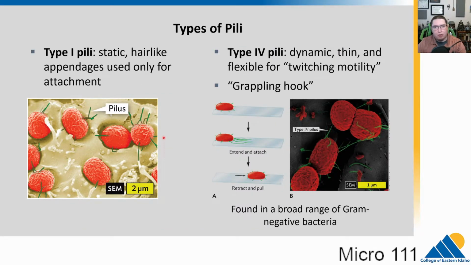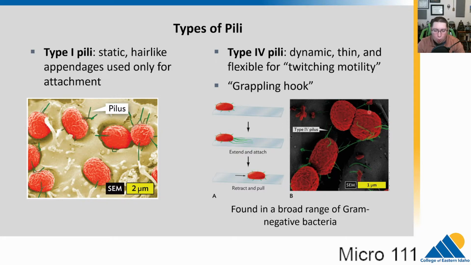We have two broad classes of pili. We call these type 1 pili or type 4 pili. Type 1 pili tend to be short, little hair-like appendages that are used only for just holding on. They're very static, they don't move or things like that. Type 4 pili are very interesting. They're more dynamic, they can move around, they're very thin and flexible, and they can result in what we call twitching motility, which you can think of like a grappling hook. So what happens is the bacteria extends its pili, which reach out and attach, and then it pulls itself along. So it throws out the grappling hook, grabs onto it, and pulls back in, moving along.